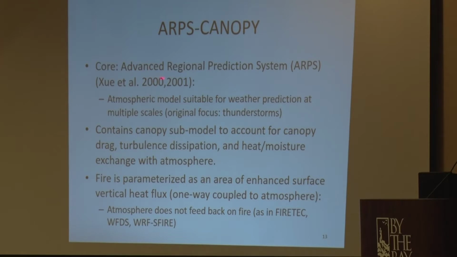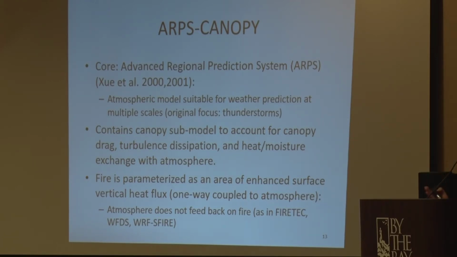What it is, at its core, is something called the Advanced Regional Prediction System, or ARPS model. And it's a weather model that's suitable for prediction at multiple scales. So it can be applied at continental scales, can also be applied down at the scale of forest canopies. Its original focus was actually on thunderstorms, understanding thunderstorms. The canopy part of ARPS comes in via this canopy model that accounts for things like canopy drag, turbulence dissipation in the canopy, moisture exchange, heat exchange with the atmosphere.